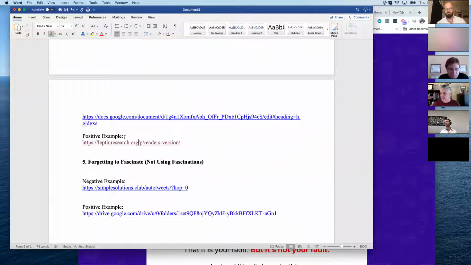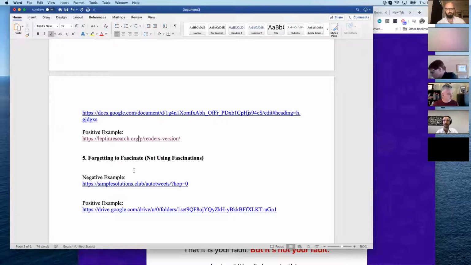So we got one more. And the common mistakes, there's actually a couple more, and I'll share those quickly at the very end of this, and not even examples, but at least a takeaway. But the last one I have is going back to fascinations. And I know you guys mentioned the Screaming Eagle thing, which is a great document for it, but it is not using fascinations and forgetting to fascinate.